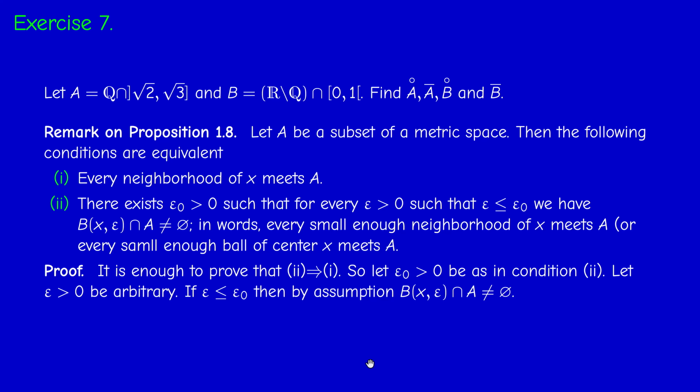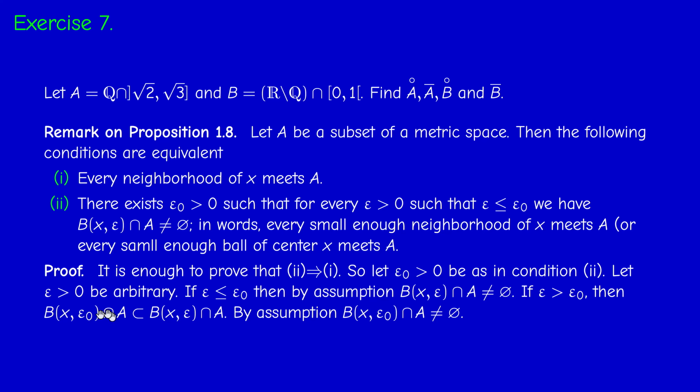If epsilon is less or equal than this bound epsilon 0, then by assumption 2, the ball of center X and radius epsilon meets A. So there's nothing to prove. And if epsilon is bigger than epsilon 0, then the ball of center X and radius epsilon 0 is contained in the ball of center X and radius epsilon because it has a bigger radius, same center. So the intersection with A is contained in the intersection of the bigger ball with A. But by assumption, the smaller ball meets A. So this is not empty, and therefore the bigger set is not empty. Pretty straightforward.